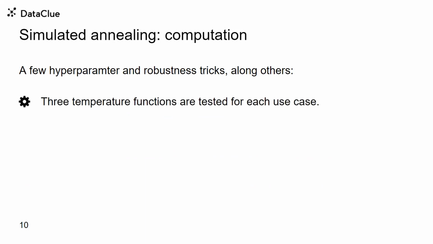From our point of view as algorithm developers, we have a few other tricks up our sleeve. The first one: we actually tried 3 temperature functions. The annealing algorithm, as we recall from 10 minutes ago, is based on some temperature reduction over time to get the right solution. So we played a bit with this function to make sure the results are good.